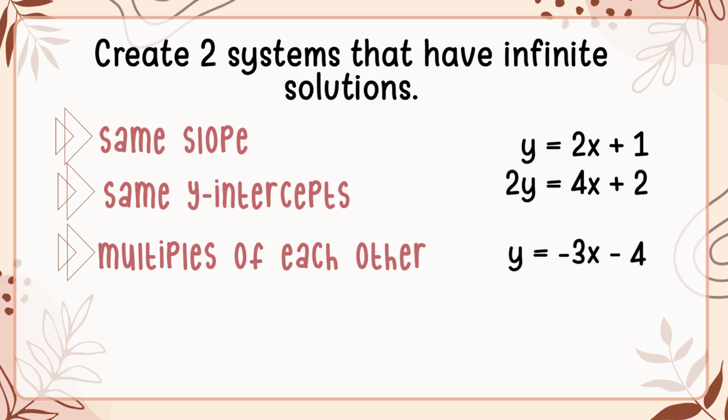Or if we have y equals negative 3x minus 4, and we want an equation with infinite solutions, we can even multiply by negative 1, giving us negative y equals 3x plus 4. As long as we multiply everything in the equation by the same number, we'll have a system of infinite solutions.